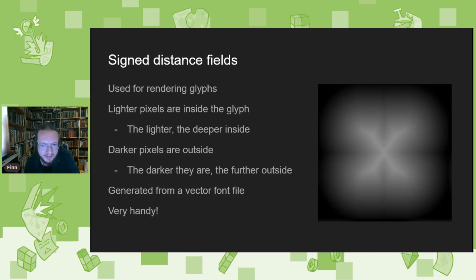Now, here I have a picture of a signed distance field for the letter X. What's going on there?